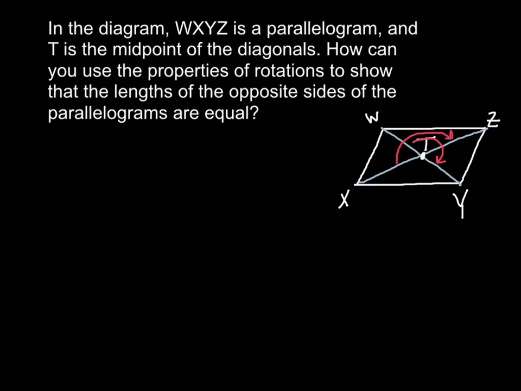I'm not going to give you the answer on this video. What I want you to do is think about it by yourself. Think about the properties, what this property of rotation tells you. How can you use the properties of rotation to show that the lengths of the opposite sides are equal? For example, if we're doing opposite sides, that means WX would have to equal YZ, and WZ would have to equal YX. So prove to me that these two opposite sides are equal. We'll be going over this in class, but I want you to really take 5 minutes and think about how you do that.